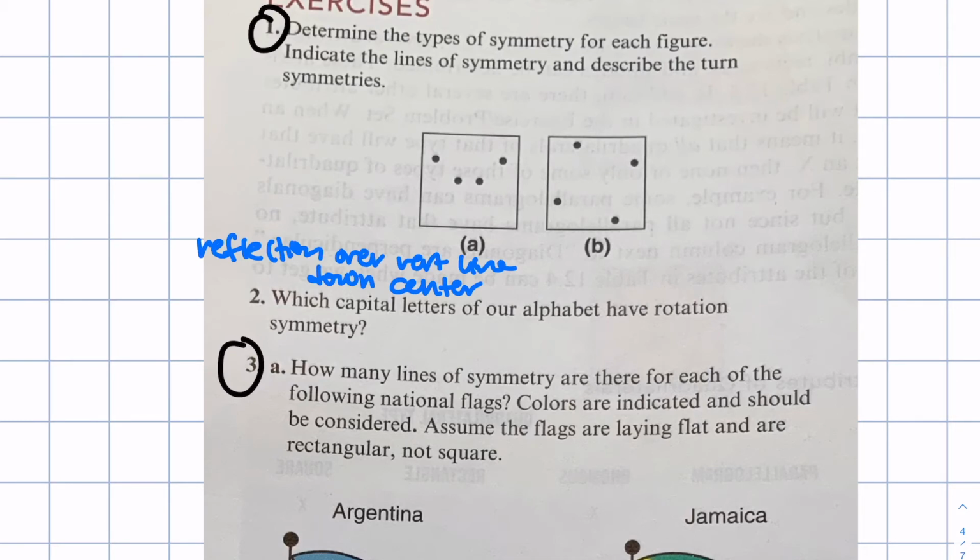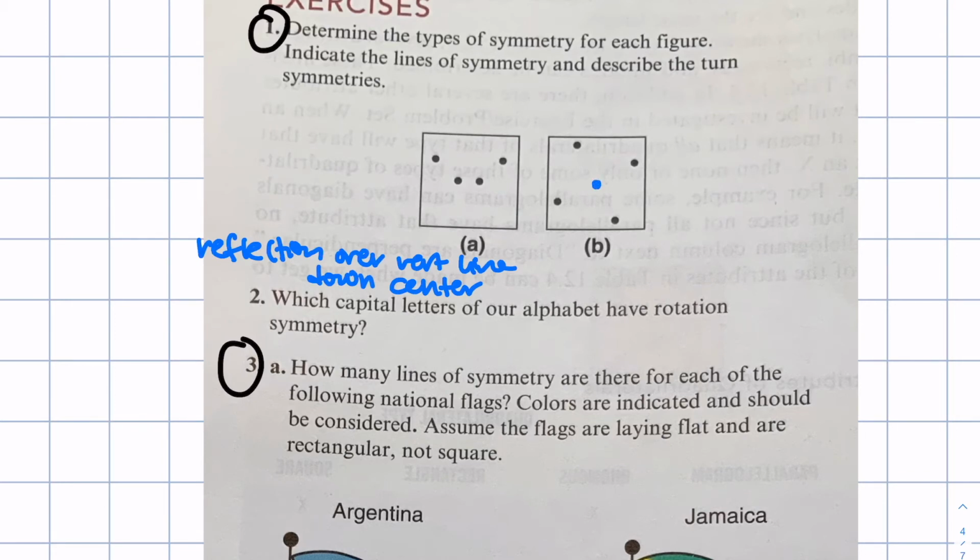Looking at figure B here, I think none of my reflection symmetries are going to work. Definitely none for the vertical line; if I fold over that, it doesn't match up right. If I draw a horizontal line, it doesn't match up right. If I do any of the diagonals, it just misses it. So there are no reflection symmetries for part B, but part B, I believe, does have rotational symmetry.